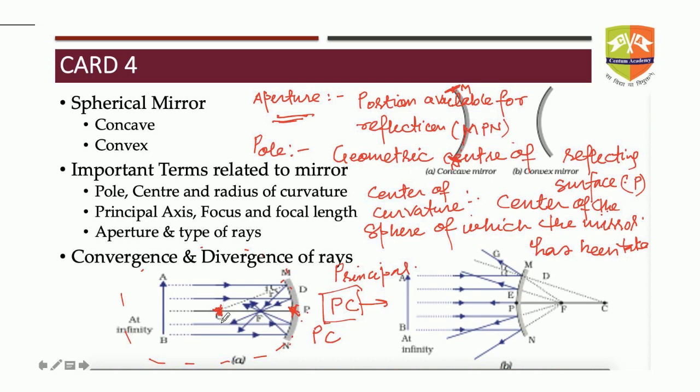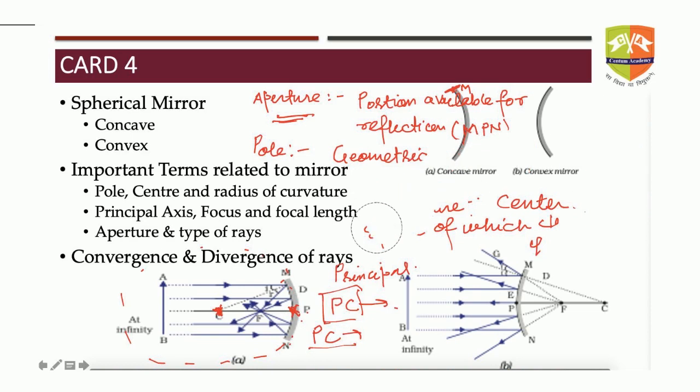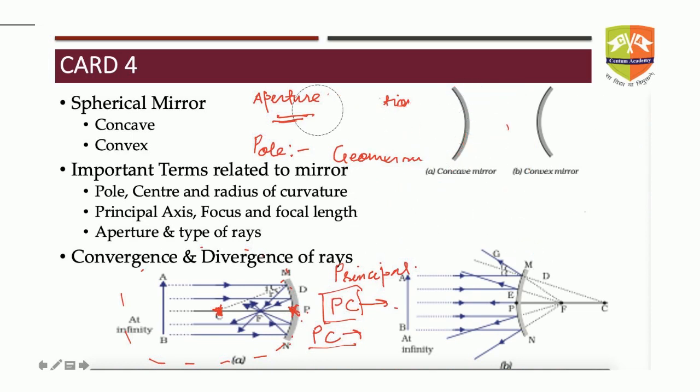There are two kinds of spherical mirror. One is concave, which is this. What do you mean by concave? Is it painted on the cave side or painted on the other side? Yes, so there's a doubt in the comment box. Okay, I'll clarify it.